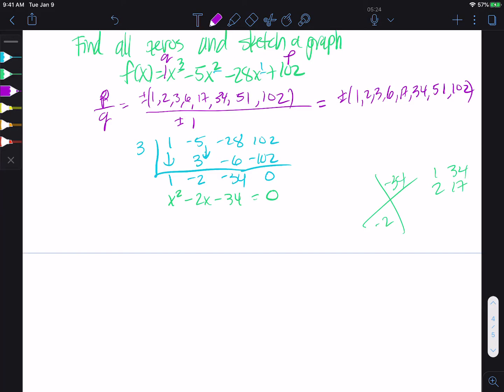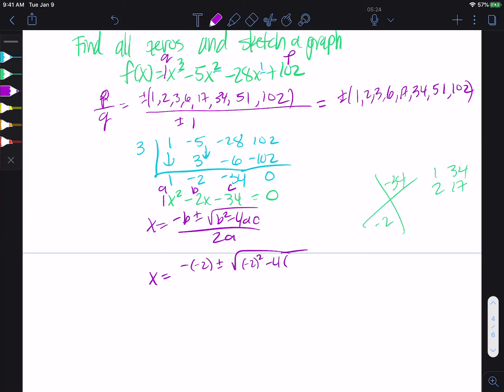So the quadratic formula, remember, is x equals, you can sing your song, x equals negative b plus or minus the square root of b squared minus 4ac, all over 2a. Right? You should have this memorized. If you don't, memorize it. Remember, the b is the thing with the x, the a is the thing with the x squared, and the c is the constant. So we're going to do negative 2 plus or minus the square root of negative 2 squared minus 4 times a, which is 1, times c, which is negative 34, all over 2 times a, which is 1.